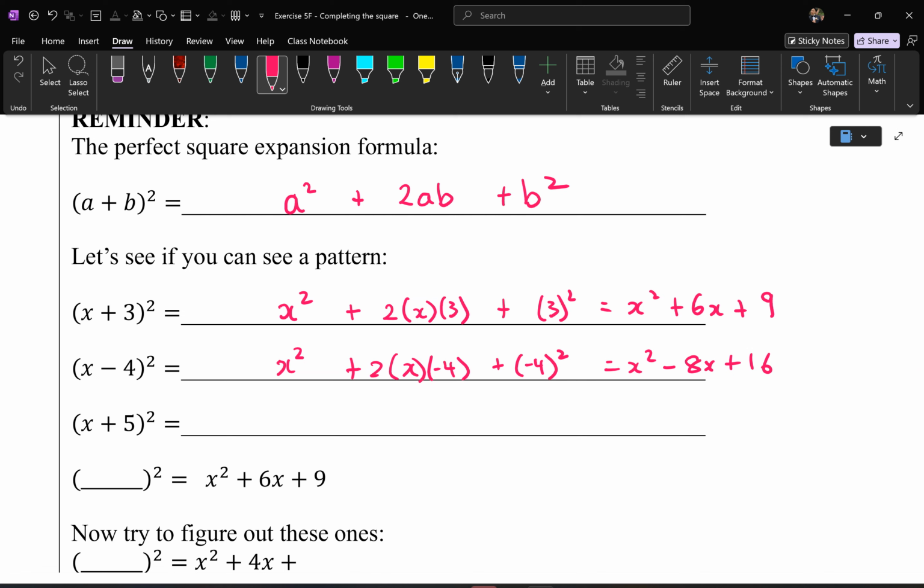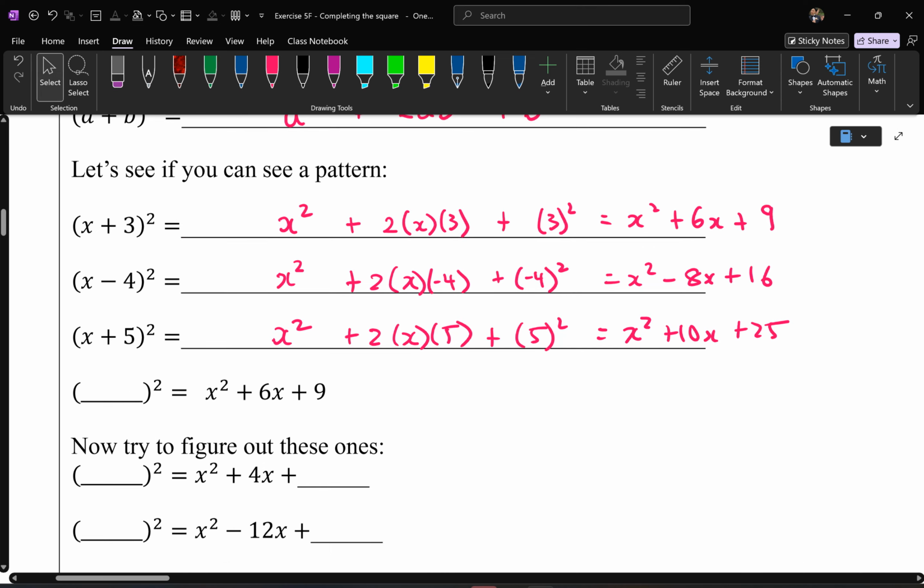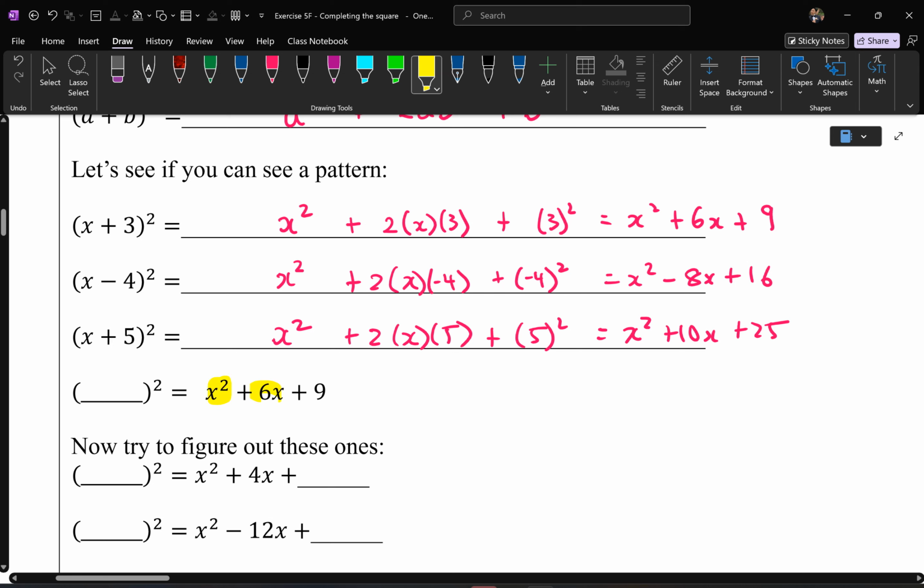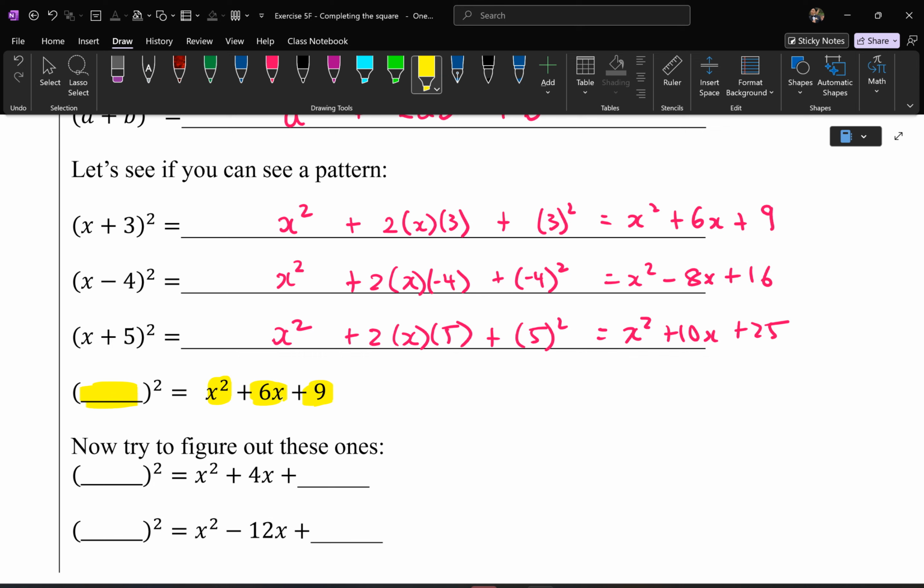X plus 5 all squared. Joanne? X squared plus 10x plus 25. Beautiful. So this again, 2x times the 5 plus 5 squared. So far, so good. Let's work backwards now. Because as you're working backwards, you should see a pattern. Let's say I gave you x squared plus 6x plus 9. What goes inside the brackets over here?